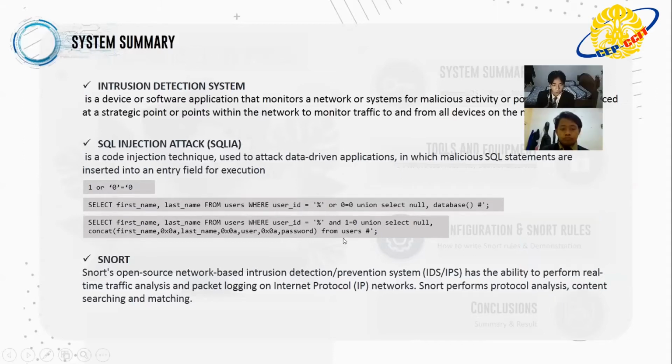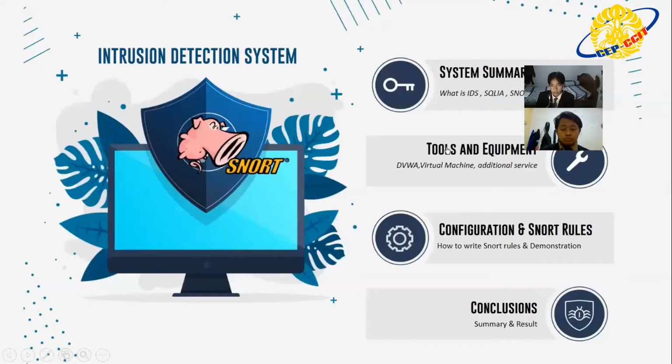And next, what is SNORT? SNORT is an open source network-based intrusion detection system or prevention system. It has the ability to perform real-time traffic analysis and packet logging on IP networks. So SNORT performs protocol analysis, content searching, and matching.